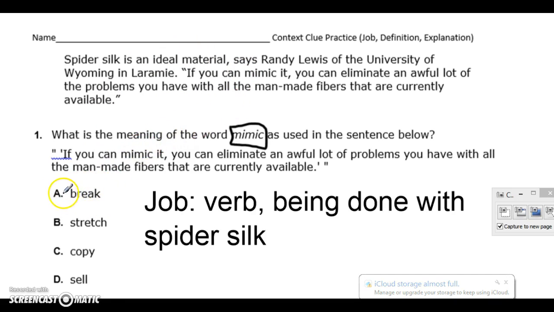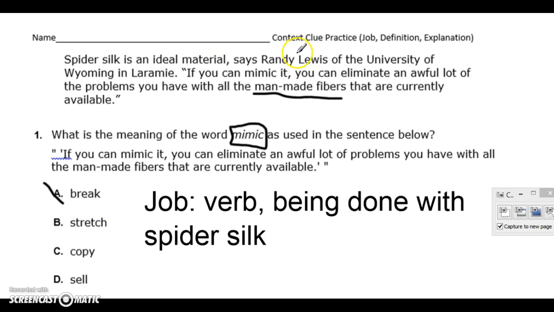So choice A says break. Break is kind of like destroy. I know this person doesn't want to destroy spider silk because they say it's really great and you wouldn't want to destroy something that you like. Stretch. I don't really see any evidence that they want to stretch the silk because again they seem to want to replace this man-made fiber when stretching wouldn't really help you with that.